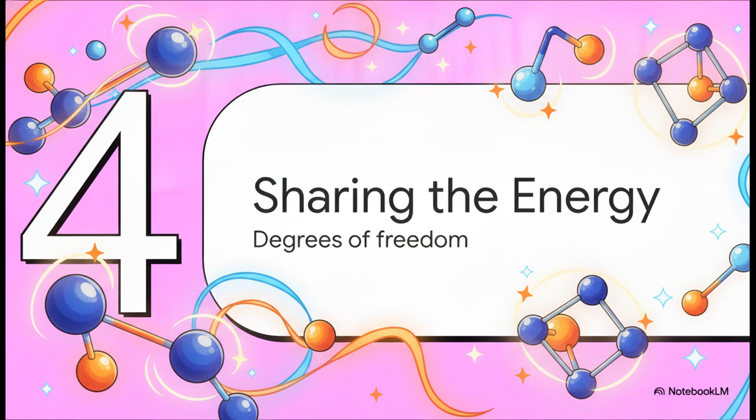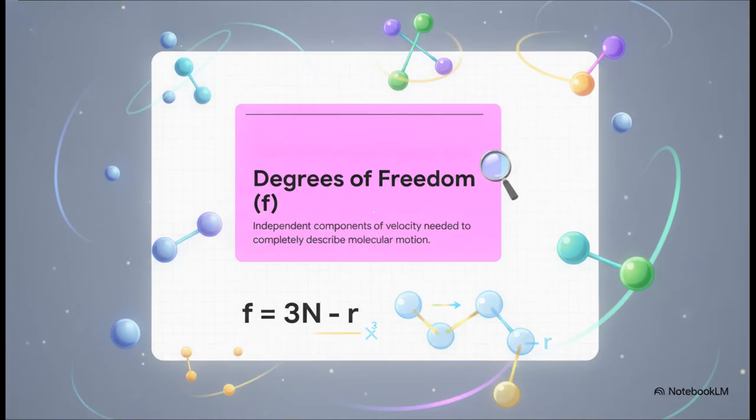Section 4. Sharing the energy, degrees of freedom. We know these molecules have kinetic energy, right? But how do they actually store it? Well, it depends entirely on their physical shape. This brings us to a concept called degrees of freedom. Essentially, these are the independent ways a molecule can move through space or spin around.